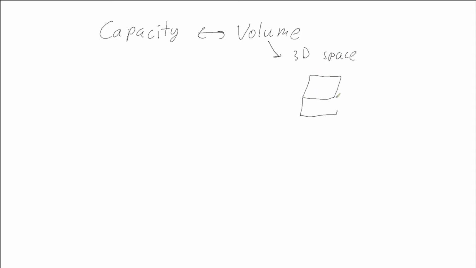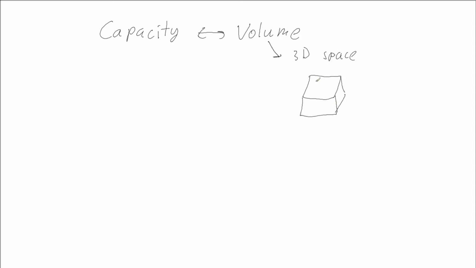Hi, in this video, I'm going to be talking about capacity, and not just capacity, but how it links to volume, because these two are related and yet counted separately, especially mathematically. So volume, we know, is the 3D space taken up or included by some sort of three-dimensional object.